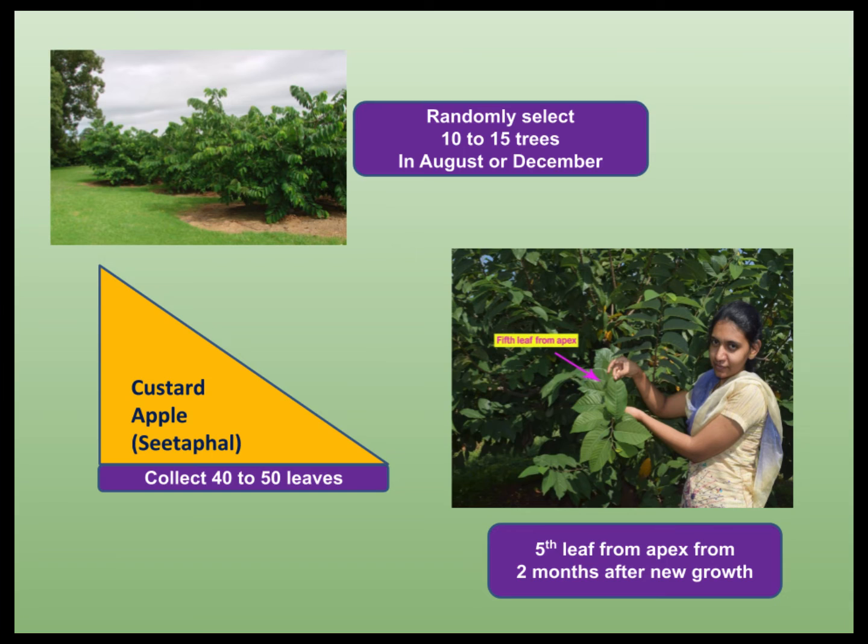Custard apple is pruned before flowering for fruiting. Hence, samples may be collected before pruning in December, or after pruning and sufficient growth of leaves in July to August. Select randomly 10 to 15 trees and locate the fifth leaf from the apex, 2 months after new growth. Collect 40 to 50 such leaves per hectare and transfer to sample bags.